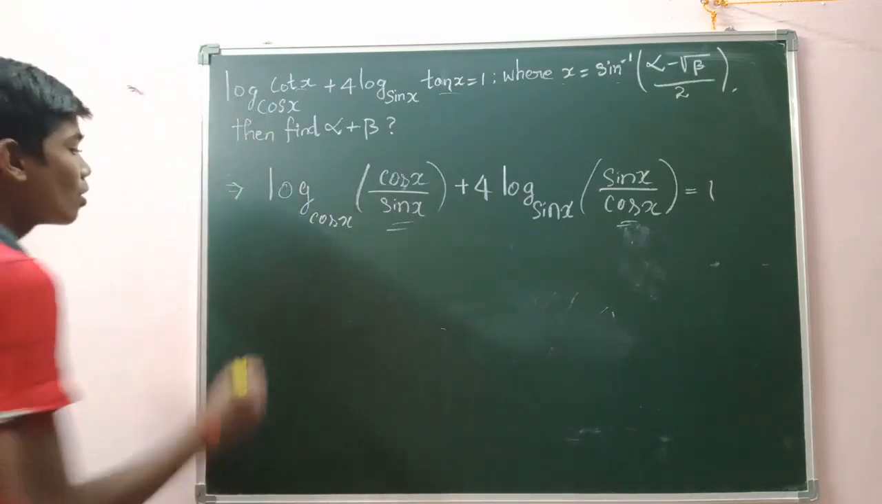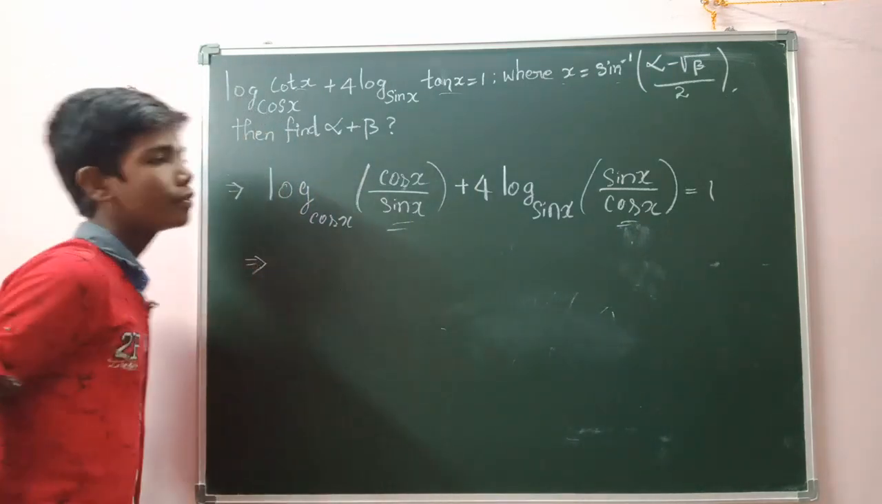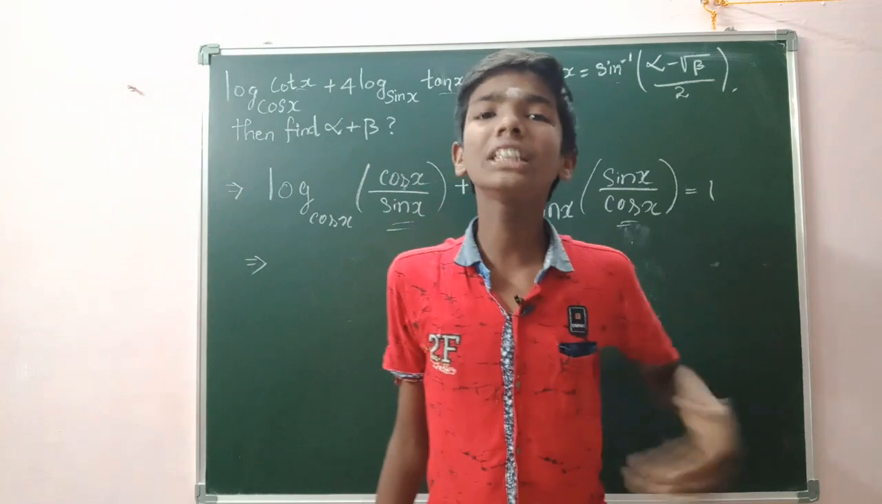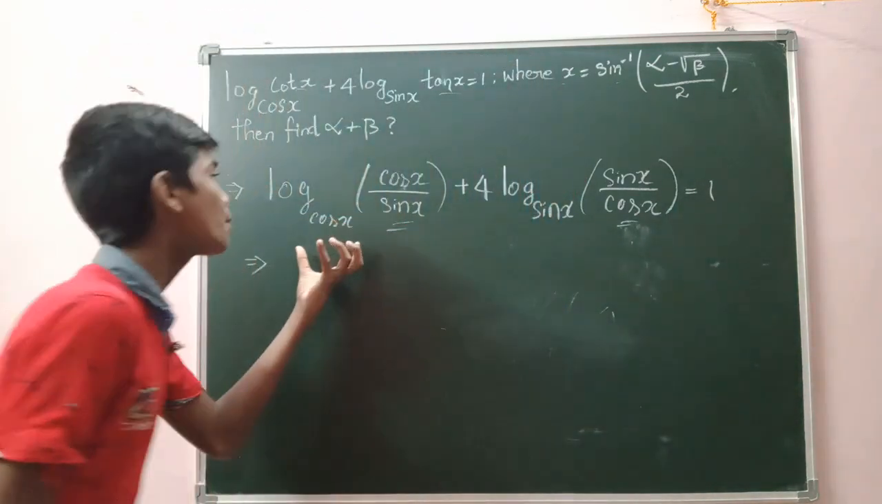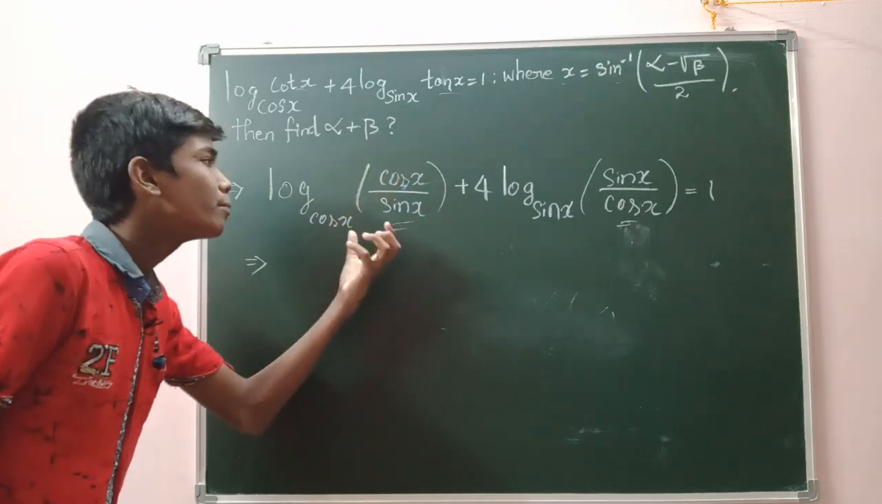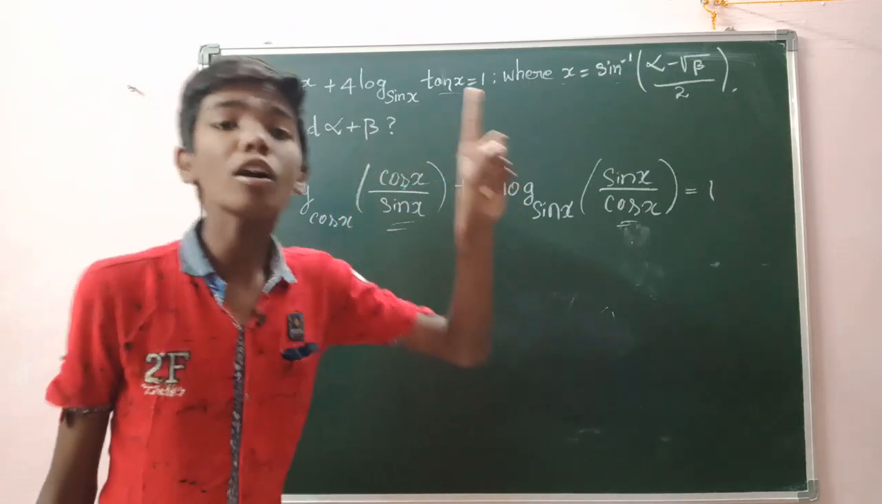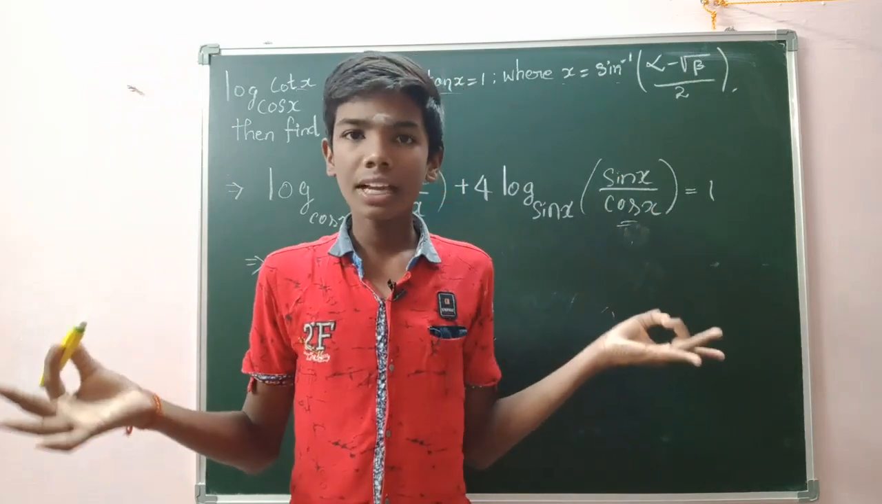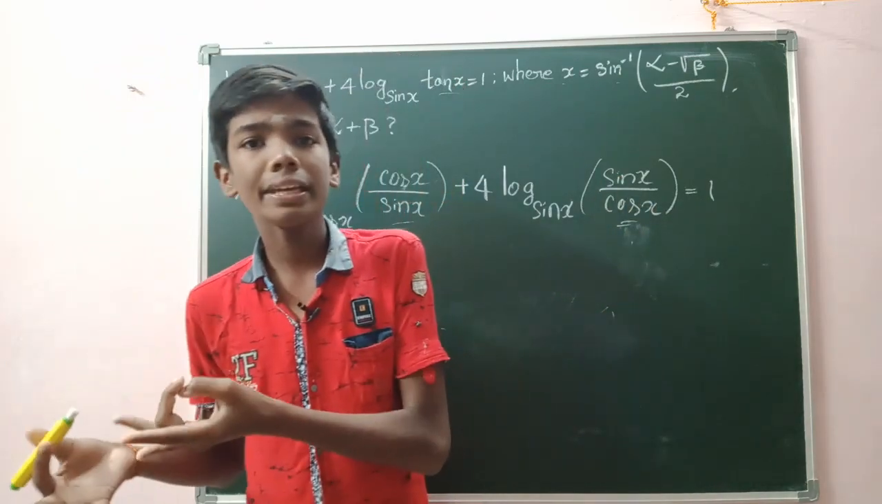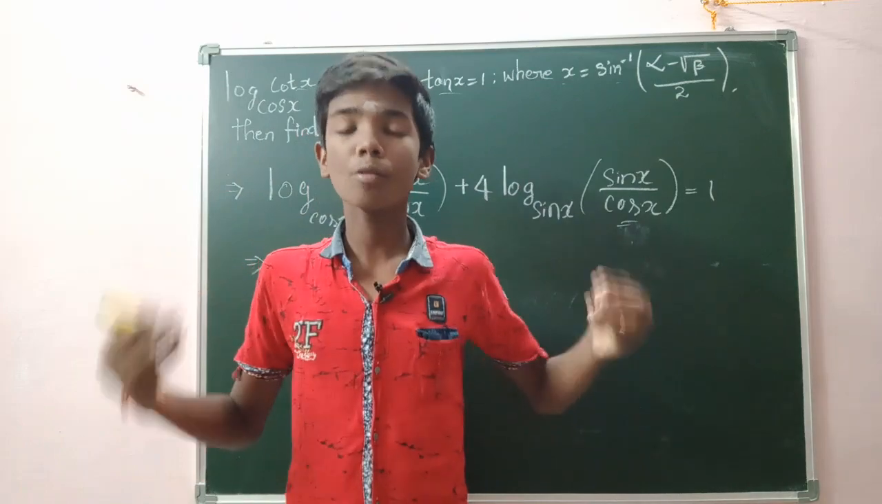Now the next step is to use the properties of logarithm, or the basic rules of logarithm. Log to the base something of a by b will be log to the base something of a minus log to the base something of b. Very simple, you guys know this, right? Log a minus log b is log of a by b. That's the concept I'm going to use here.